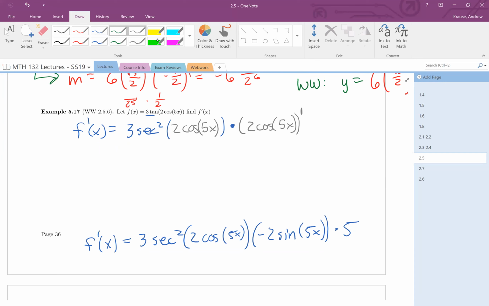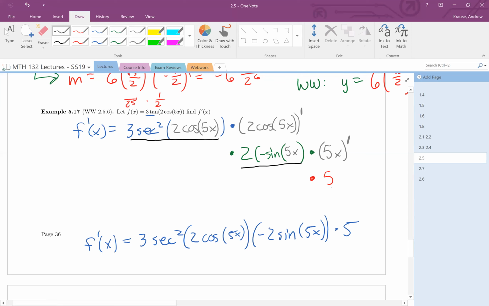Now the derivative of the inside function, so we have a cosine function there. 2 is just a constant. We're just going to bring that along for the ride. And the derivative of cosine is negative sine. And again, we're going to leave that 5x because that's the inside. We're going to leave that the same. And we're going to need to multiply here by the derivative of 5x. And of course, the derivative of 5x is just 5. So now if you combine this and this and this, we get our final answer there.